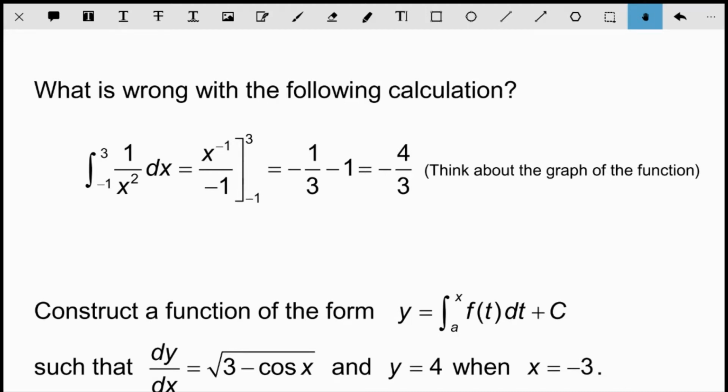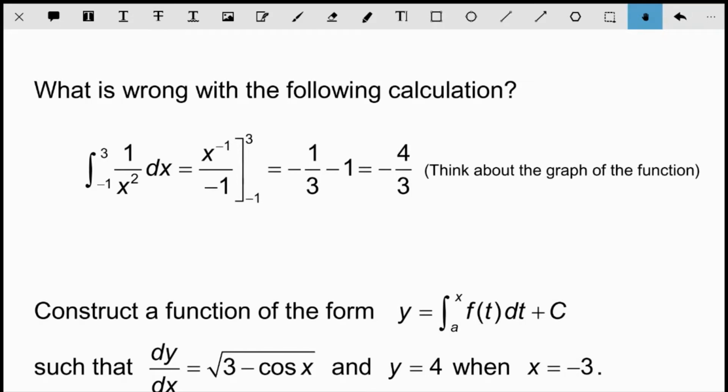Okay, so first of all, the antiderivative here is essentially negative 1 over x. That looks okay. It's being evaluated from negative 1 to 3. That looks okay. So you can see when they plug the 3 in, I'm going to get negative 1/3, and then plug the negative 1 in, and I'm going to get minus 1, so minus positive 1, and that gives me negative 4/3. So just on the surface, that looks okay.